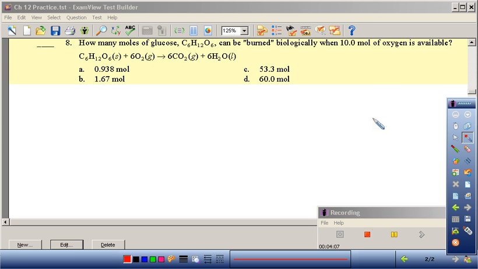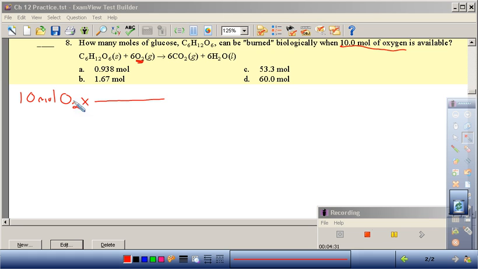I'm burning some glucose. So I'm starting again, 10 moles of oxygen. And you don't even have to remember the formula for oxygen, that it's diatomic. Just look right there, it tells me it's O2. Alright, so I don't want moles of O2. And just like always, I'm going to take my starting units and put them on the bottom. And on the top, well, I'm looking for moles of glucose. This guy right here.